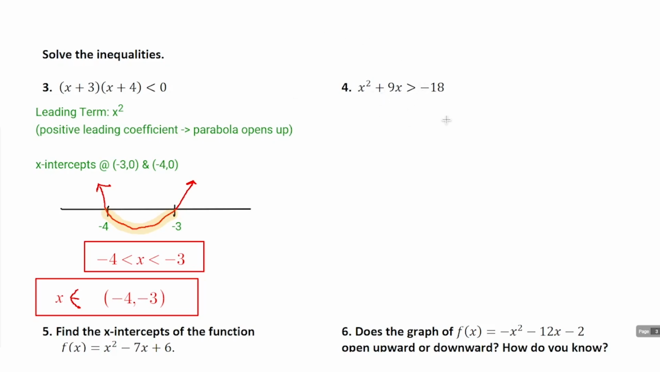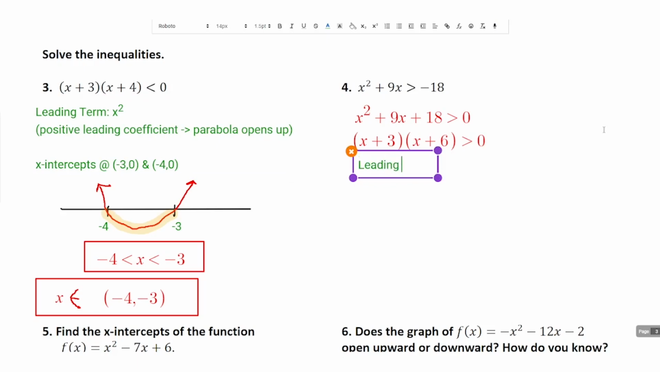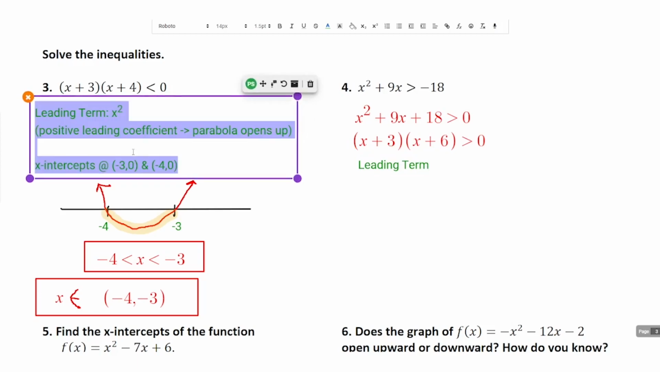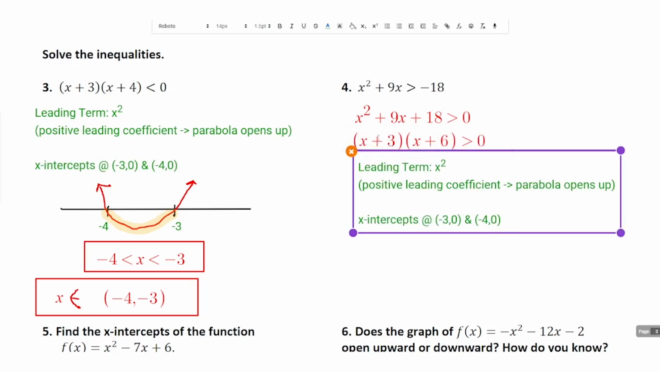Now, for number 4, we do need 0 to be isolated on one side, so we're going to add 18 to both sides here. And then I'll factor. So 2 numbers that multiply to give me 18, but add up to 9 would be 6 and 3. So we have x plus 3 and x plus 6. The order doesn't really matter. Now we're ready to start analyzing this inequality. First, the leading term, just like the last one, is going to be x squared. So that means that the parabola is going to open up. And then my x-intercepts are going to be at -3, because I have x plus 3, and then also -6.